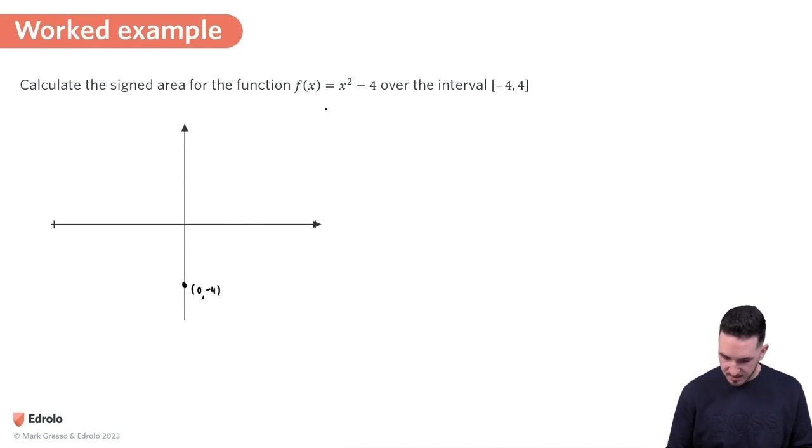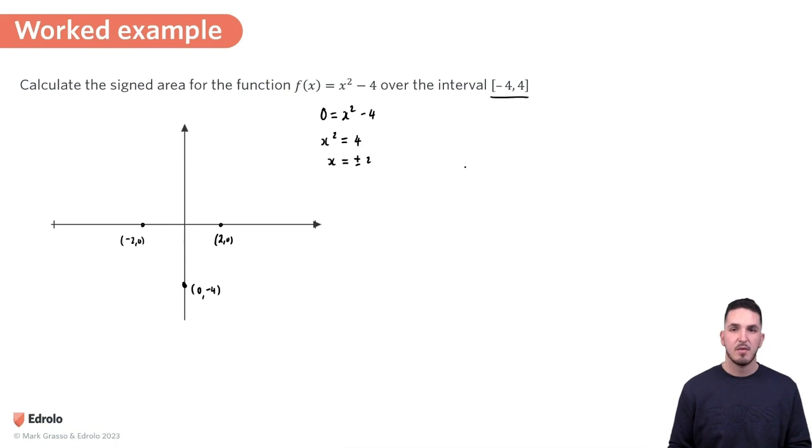So the x-intercept, we let y equals 0, so we can evaluate. So we're going to have 0 equals x squared minus 4, therefore x squared equals 4, x equals plus or minus 2. So let's say they're roughly here. So negative 2, 0, 2, 0. And we also have endpoints, so where x is negative 4 and 4, so we have to also calculate these.